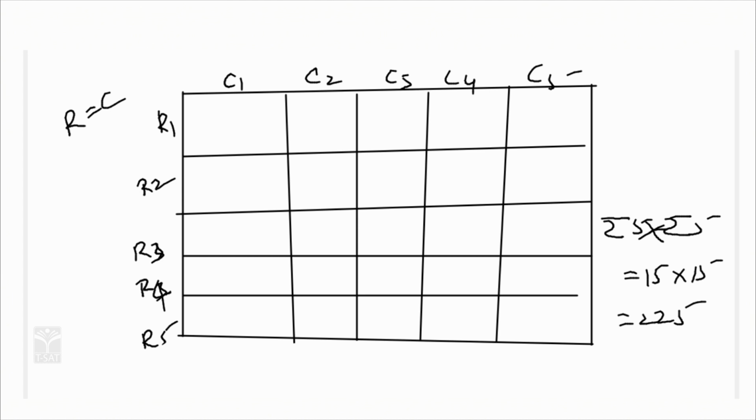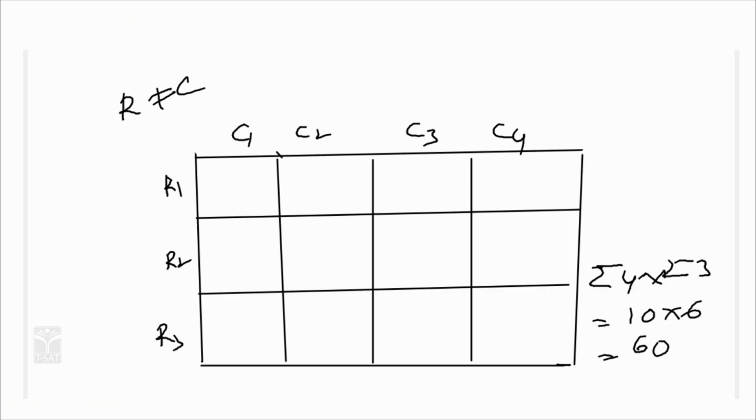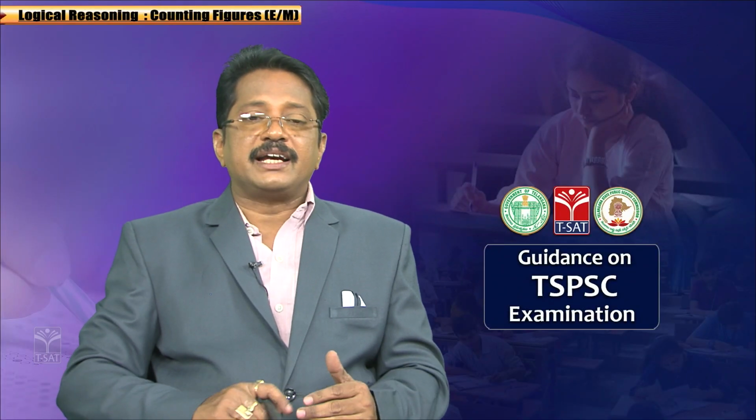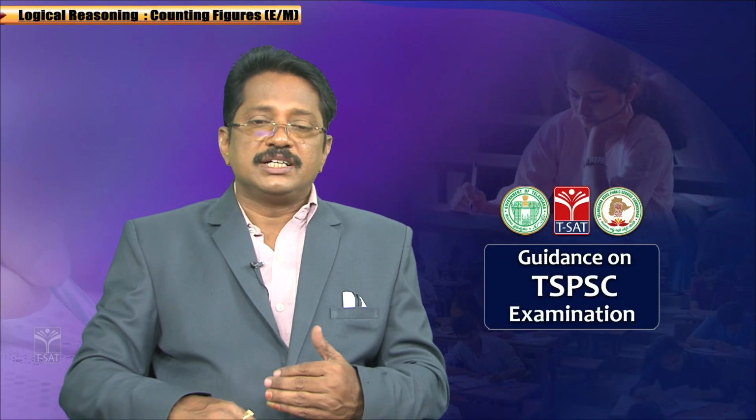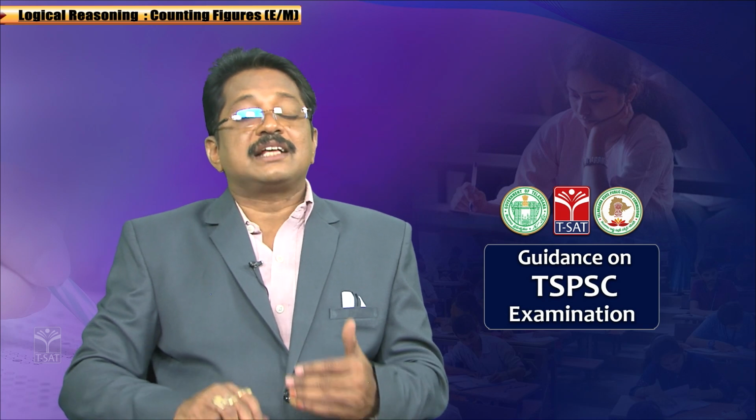For example, there are 5 rows and 5 columns, simply sigma 5 of sigma 5, which means 15 of 15, which is 225. If they are not equal, you can also use it for rectangles. If there are 4 columns and 3 rows, sigma 4 of sigma 3, that is 10 of 6, which is 60. In this manner, you can find the number of rectangles. Is it clear? I hope you understand the logic.